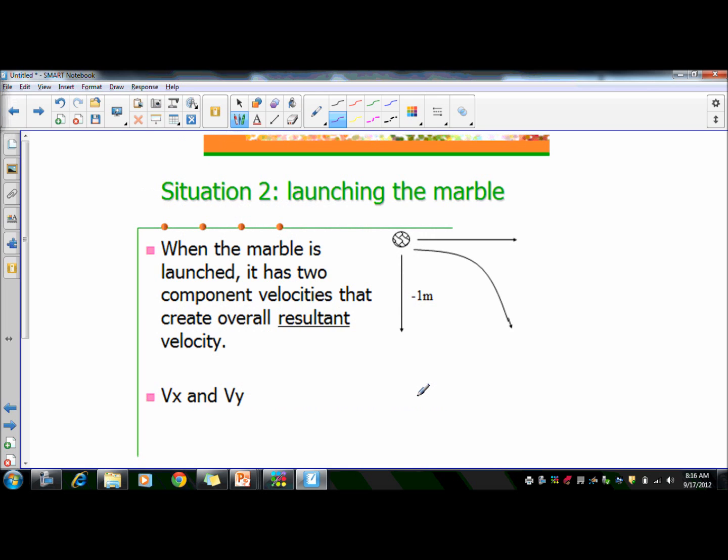So now, let's see what happens with our math whenever we launch this projectile. So now that it's going horizontally and vertically, we have two component velocities that create an overall resultant. So the components would be your x and your y. The resultant would be the overall. So it's what happens whenever you put those together, which would be that hypotenuse. So now we have Vx and Vy.